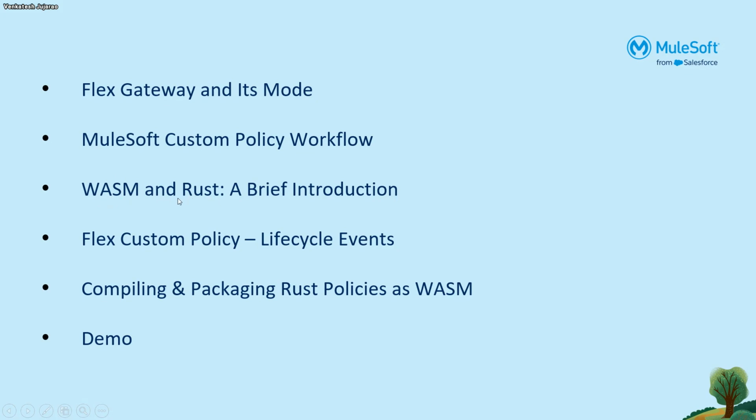This is needed when we are developing a custom policy in Flex Gateway. Like we have in MuleSoft different entry point levels in the custom policy, like source, next source, and so on, similarly, we have different lifecycle events in the Flex custom policy. We'll go through that as well, and finally, we'll see how we can compile and package the Rust policy as WebAssembly, and we'll jump onto the demo part.